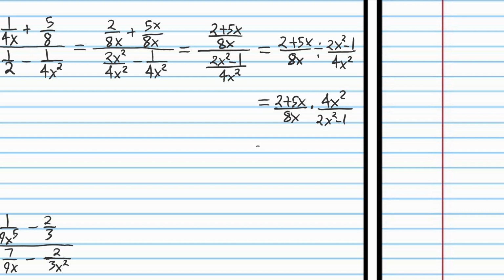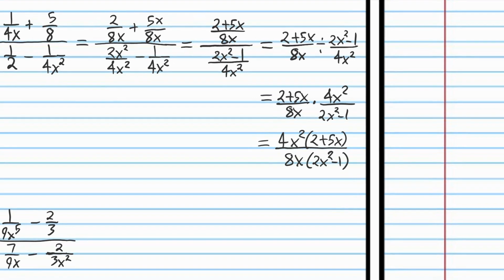And what I'm going to do here is I'm just going to multiply straight across and keep everything in factored form for now. And it's traditional to write the monomial first, so I'm going to go ahead and do that. We could factor out, cancel some of the x's, but I'm not going to do that here. So these are the things that we can reduce or cancel.